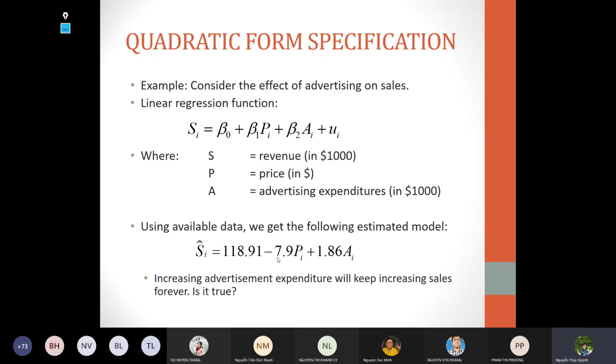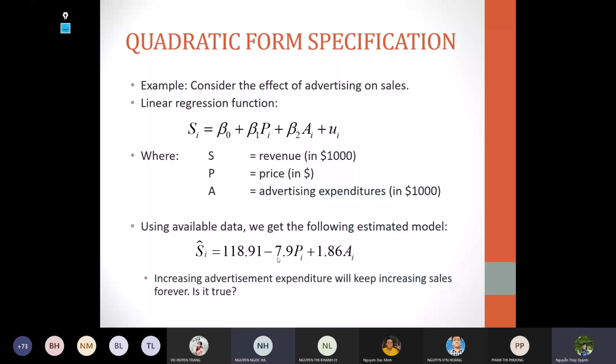It means that as long as we increase the advertising expenditures, the sale will increase at that constant rate, which is 1.86 units per unit change in advertising expenditures. Is this true? Do we see that in reality?